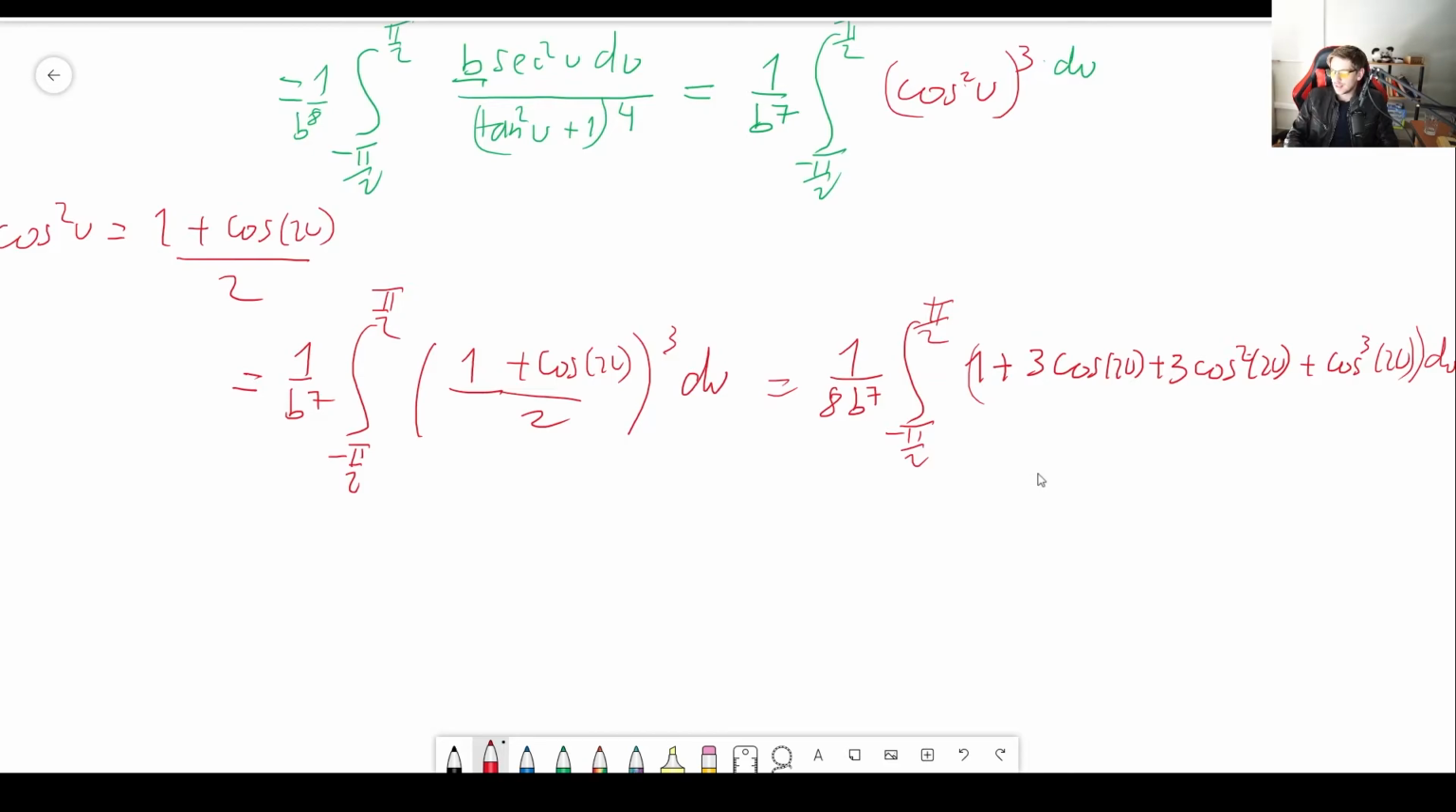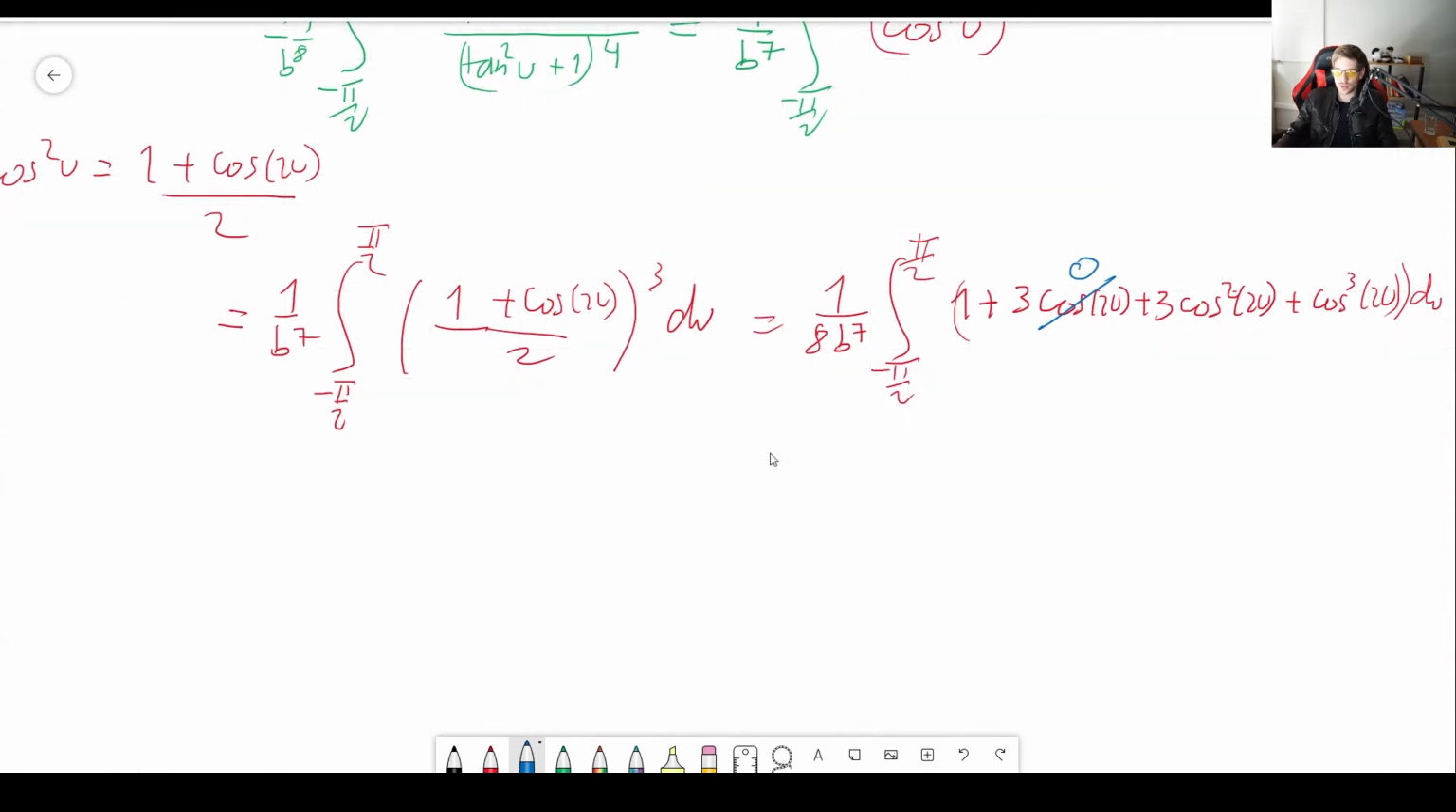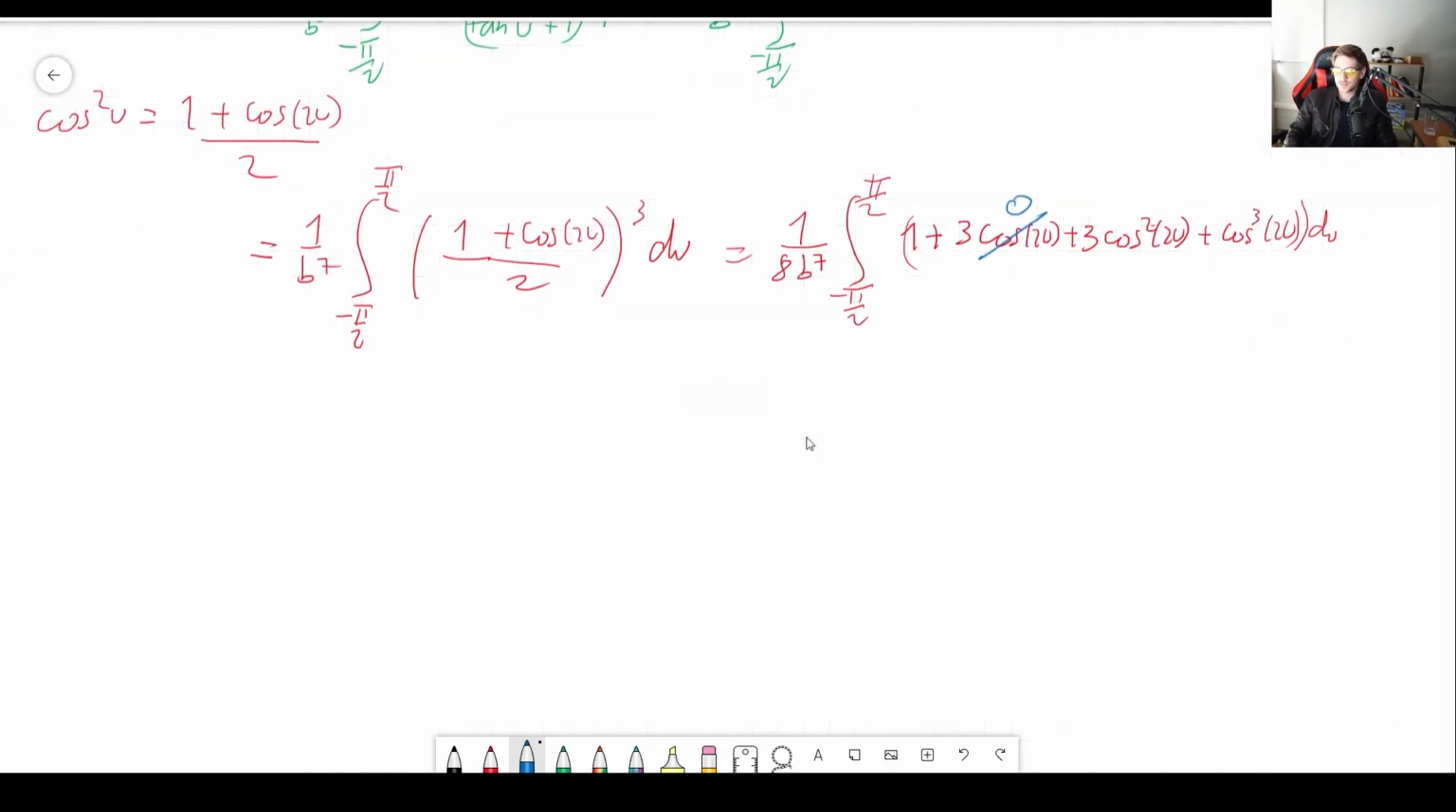Okay, so let's go step by step. So this thing right here is 0. Again, we are integrating cosine of 2u. We have done that a few times already. I showed you why it is. If you joined the video later, you can go back either to the normalization section or the one just after this, where I explain it.